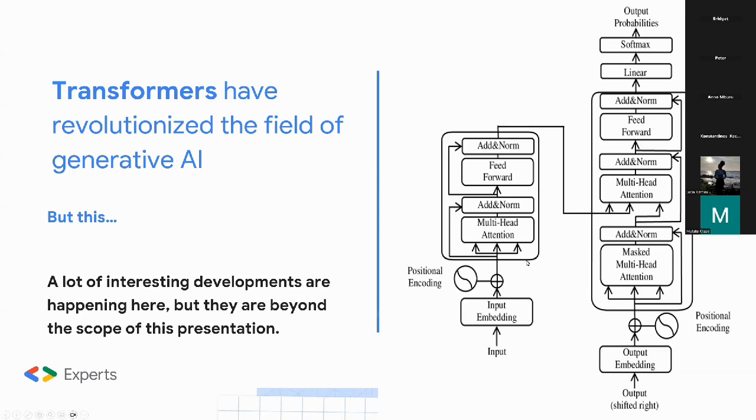I strongly suggest, I will share the presentation and all the materials later, but if you want to start from somewhere, the first paper that you have to read is a paper called Attention Is All You Need. This is a signature paper and a landmark in the field of generative AI.